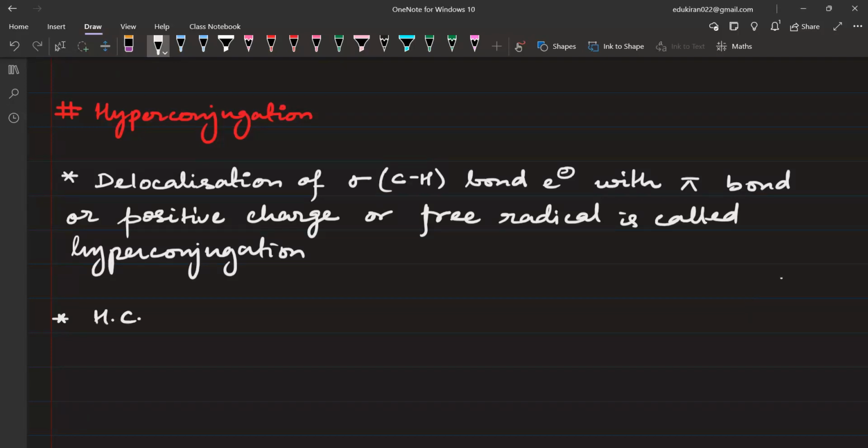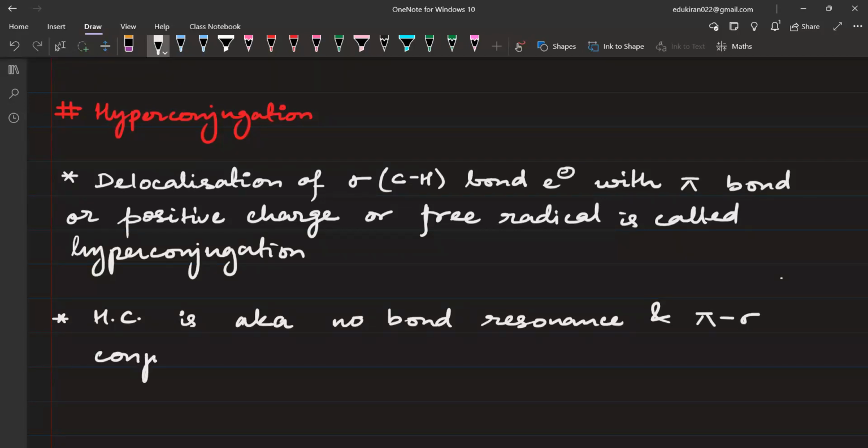Right, next. Hyperconjugation is also known as no bond resonance and pi sigma conjugation. Write this down. Raise your hand once you're done, and then I will explain what hyperconjugation actually is.